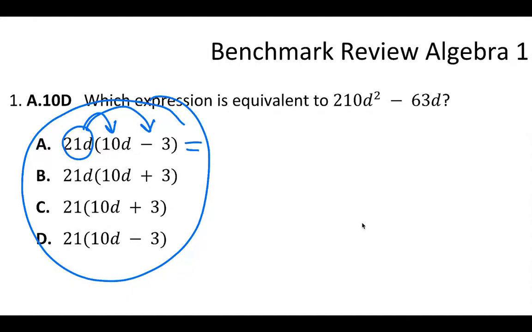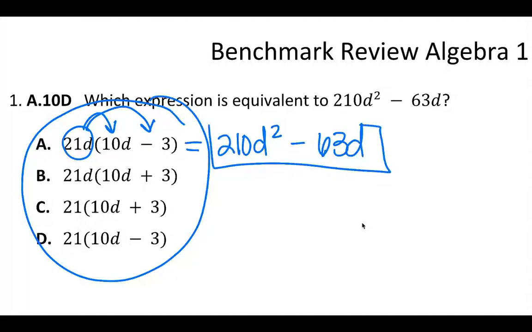Like 21 times 10 is 210. Then I've got a d times a d is d squared, minus 21 times 3 is 63, and I have that d on the outside as well, which looks exactly like that, right? So that's option 1.